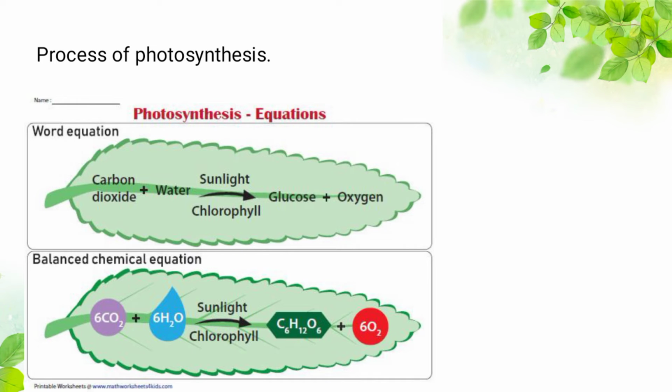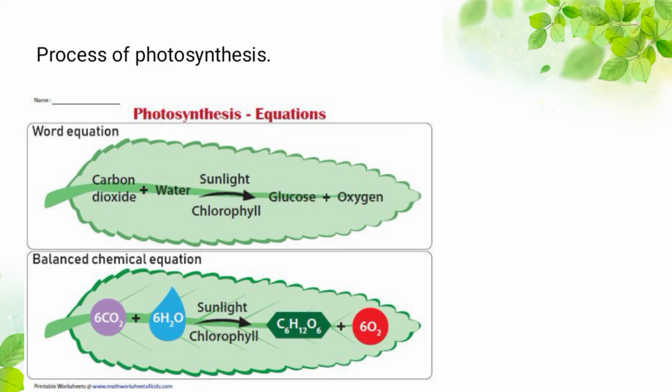This is an equation. If you remember this equation and write it, you have written the whole process of photosynthesis, that is using the raw materials carbon dioxide, water and the minerals present. In the presence of sunlight and chlorophyll, it will form glucose, that is nothing but the food formed, and give out oxygen.